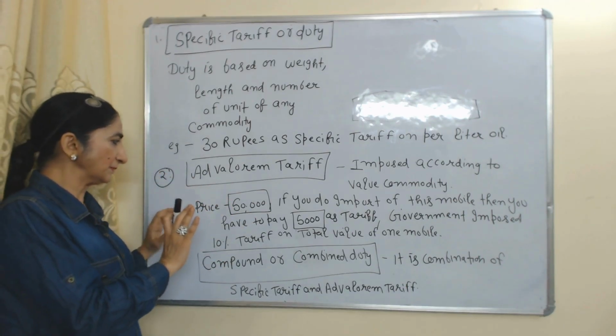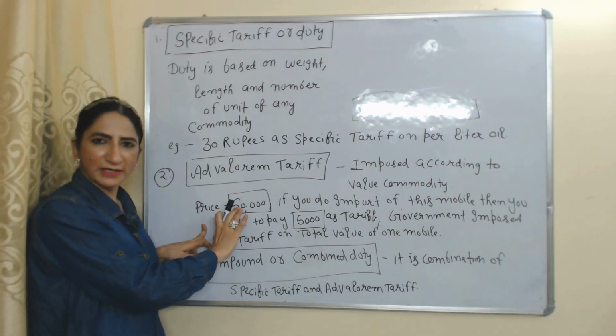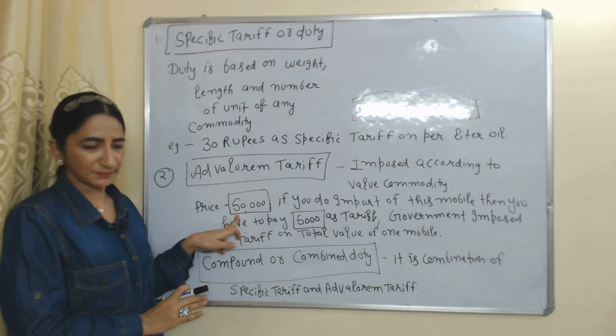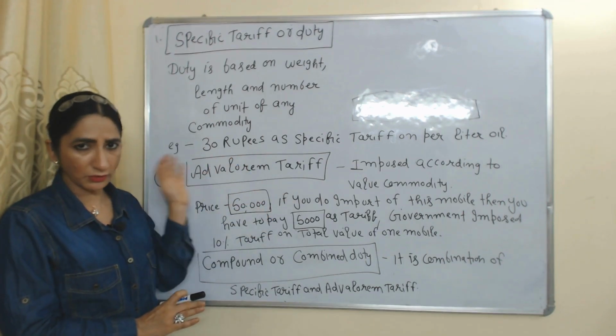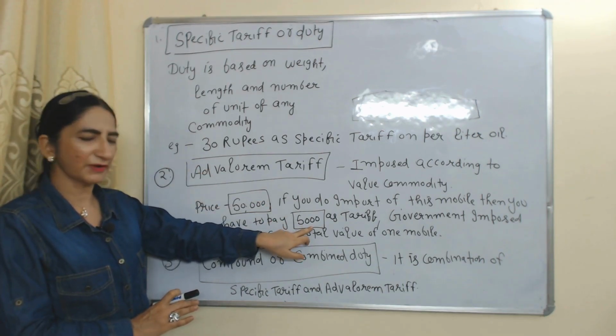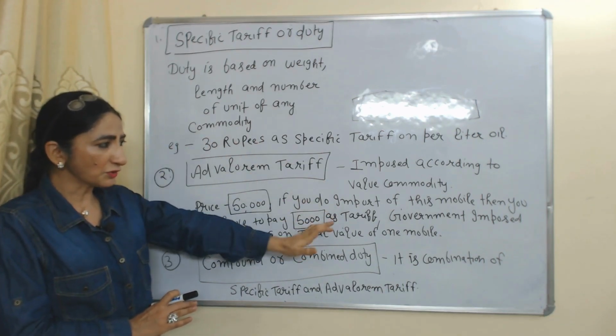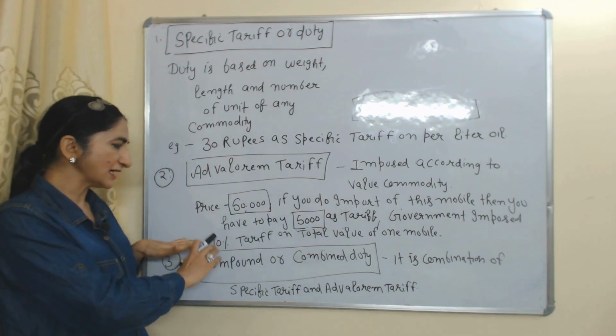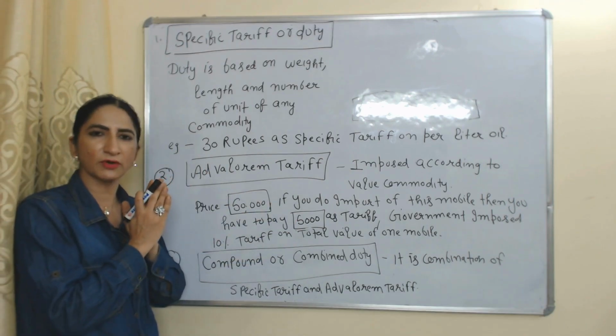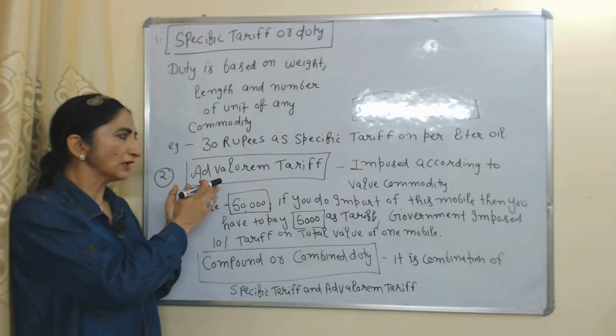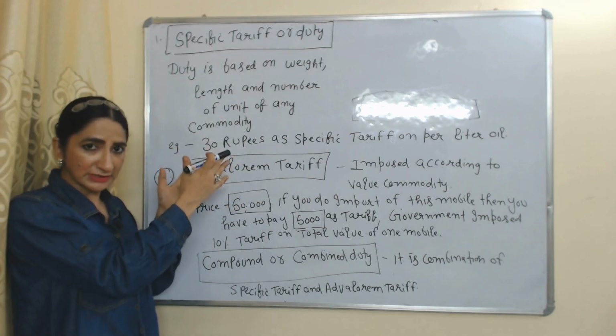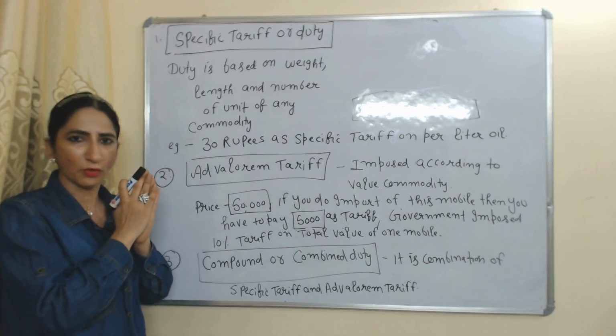For example, the price, or we can say the value, of a mobile is 50,000. Whenever you import this mobile, you have to pay 5,000 as a tariff. So we can say that the government imposes a 10% tariff on the total value of one mobile. It is called ad valorem tariff because this tariff is imposed according to the value of the commodity.